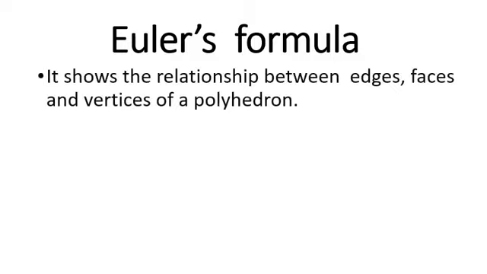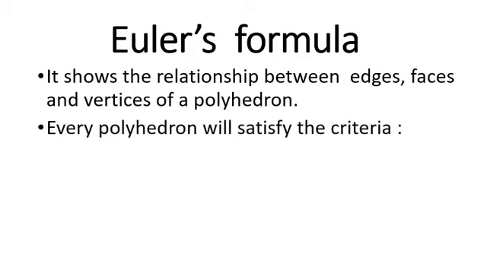Now coming to today's lecture concept, that is Euler's formula. This formula basically shows the relationship between edges, faces and vertices of a polyhedron. We have revised what are faces, what are edges and what are vertices. So on the basis of that, we need to develop a relationship between these three, that is given by Euler's formula. Every polyhedron will satisfy one criteria, that is Euler's formula only.